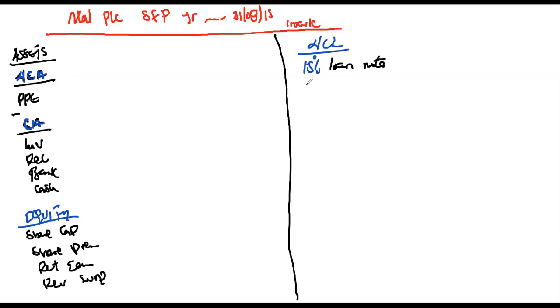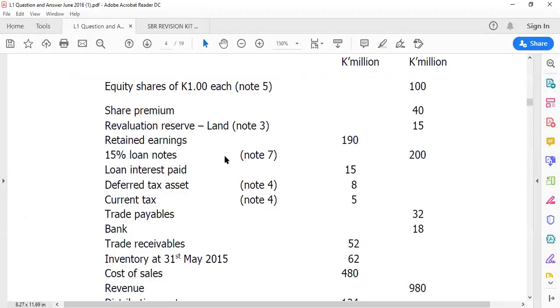Then here, if you checked in the question there, let me just show you something, the trial balance, so that you see what's going on here. What we have here is a loan note. That one goes there. And then what else do we have? Yes, we have deferred tax. You see that? Deferred tax goes at non-current liabilities.